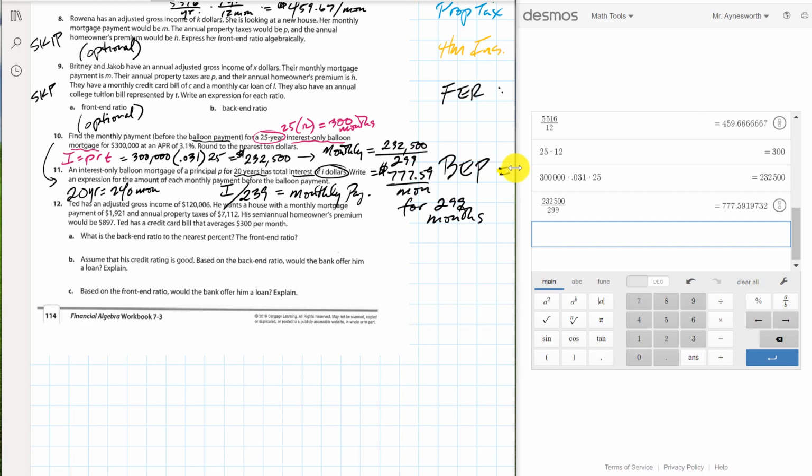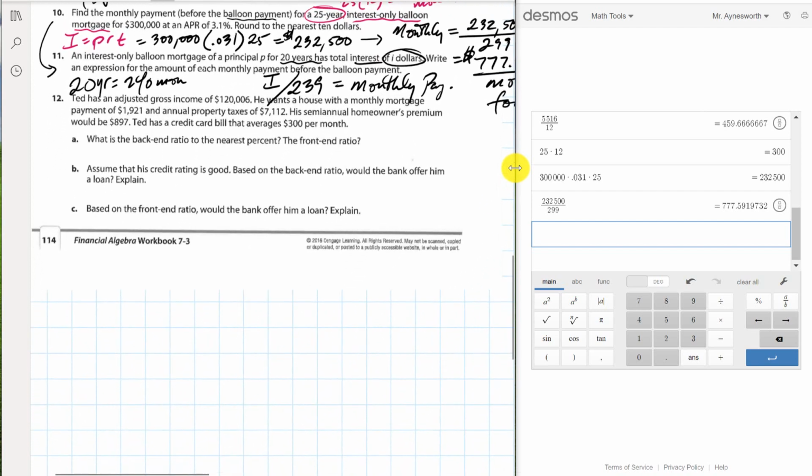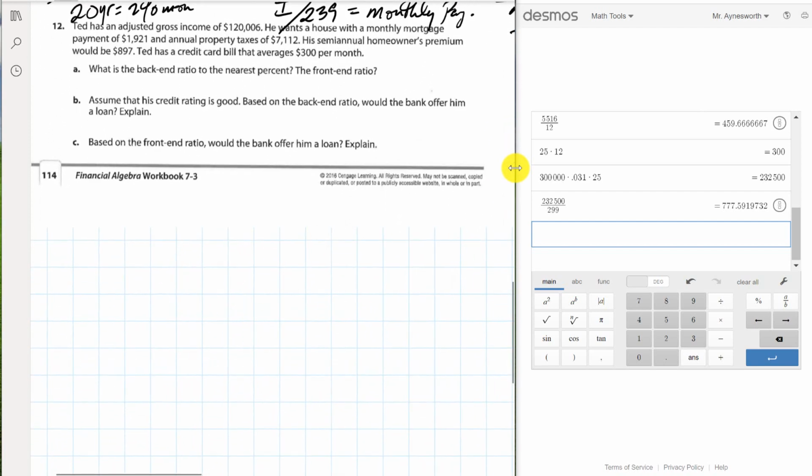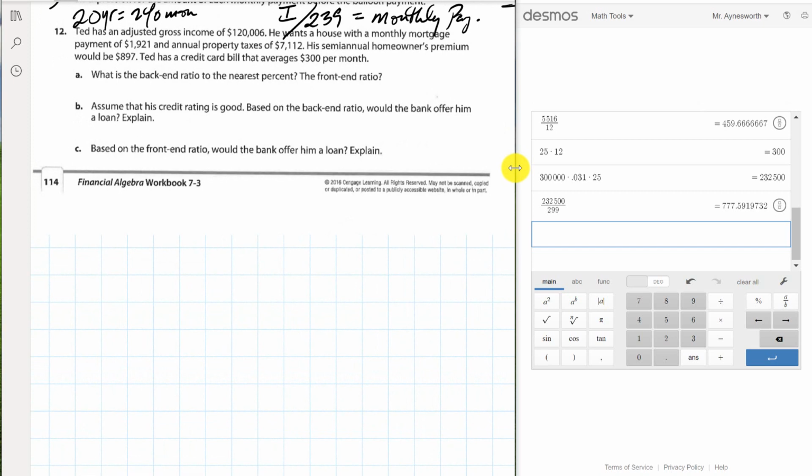And the last one, number 12. Okay, Ted has an adjusted gross income of roughly $120,000. He wants a house with a monthly mortgage of $1,921, annual property tax of $7,112. This kind of sounds familiar, like the previous problem. His semi-annual homeowners premium would be $897. Ted has a credit card bill that averages $300 per month.